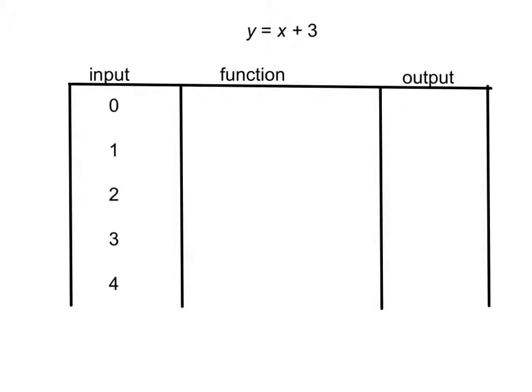So what we're going to do in this middle column here, the function column, is we're actually going to plug in the input number for the x. So over here, I'm going to be writing the function down, y equals, but instead of the x, I'm going to write the input value that we're working with right now. And then I go back and I write plus 3. So now we get 0 plus 3 equals 3, and so that's going to be the output.